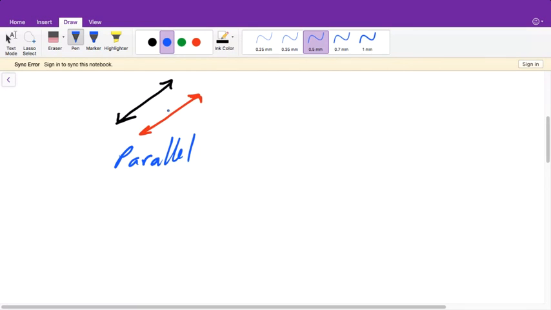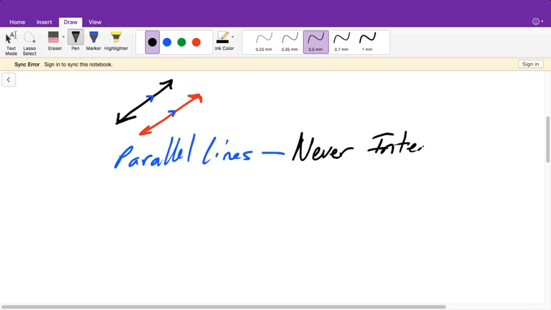Right? And the way that we can let readers or people know that lines are parallel is by drawing these arrows on the line. If you see these arrows on the line, that means that those lines are parallel. All right, so that tells me that they're parallel. And parallel lines never intersect. So two parallel lines will never, ever, ever touch. They'll never cross over. They'll never intersect. All right, so parallel lines will never intersect.